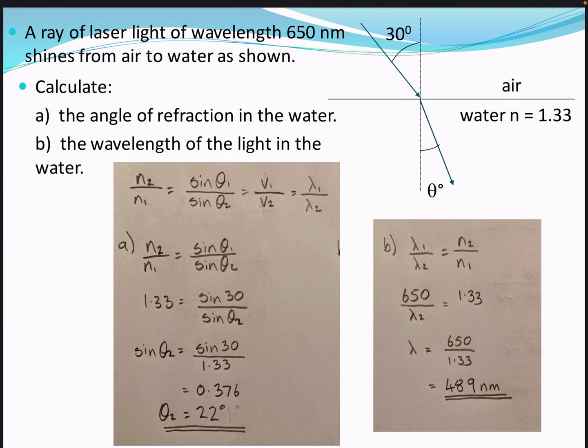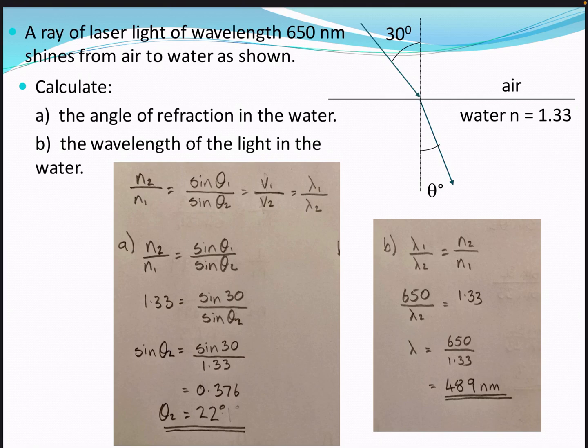Remember, your answers should always be to the same number of decimal places, or the same number of significant figures as is in the question. You can go up or down 1 or 2, but because the angle going in is given to the nearest whole number, I've given the angle in the water also to the nearest whole number. So I've just kept it consistent.